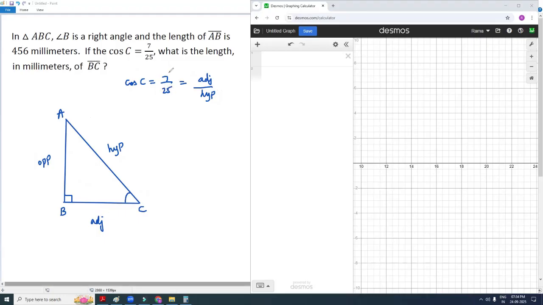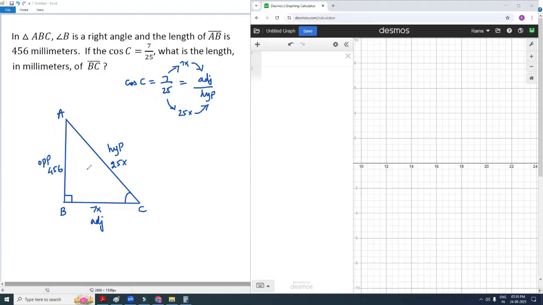When I multiply this 7 by x, I get 7x. When I multiply this 25 by x, I get 25x. So this 7x is the actual length of the adjacent side and this 25x is the actual length of the hypotenuse. Here let me take this 7x for the adjacent side and 25x as the length of the hypotenuse, that is for the side AC. And for AB, we have the length over here, that is 456 millimeters. Let me mark it over here.